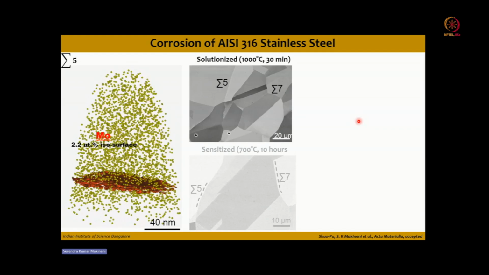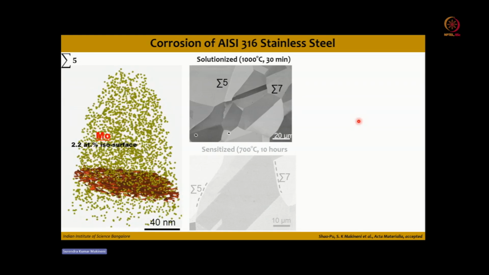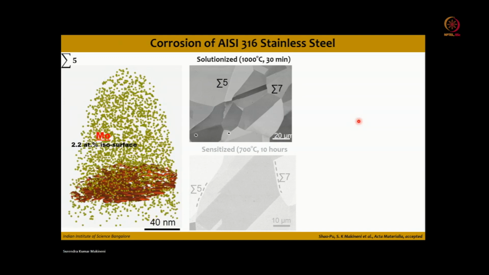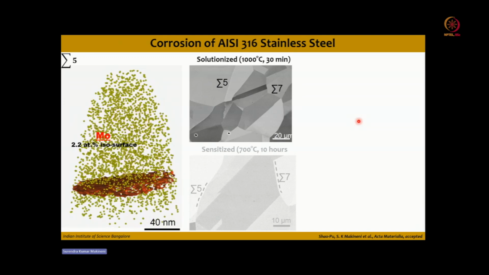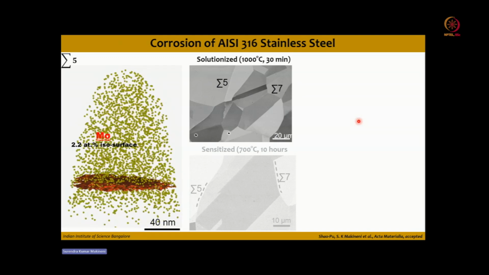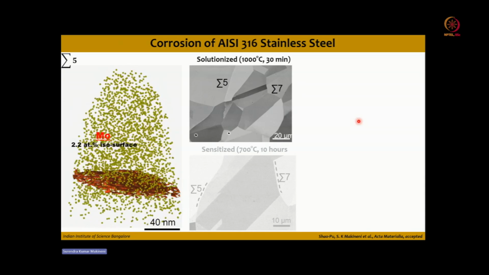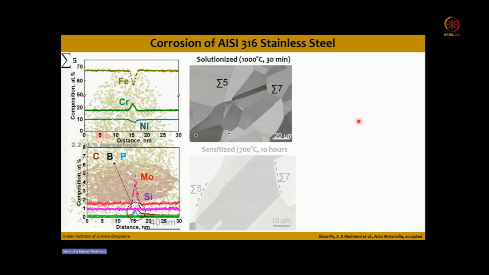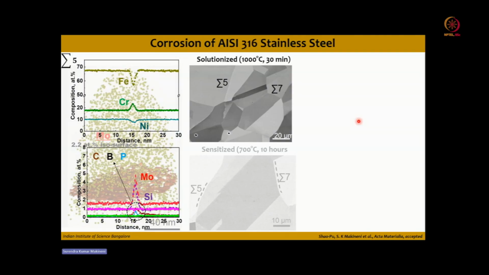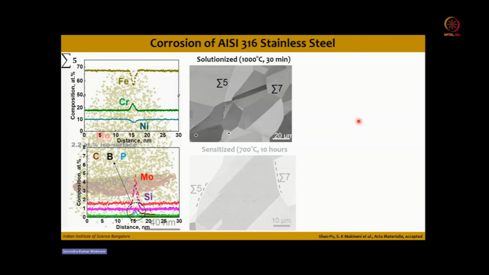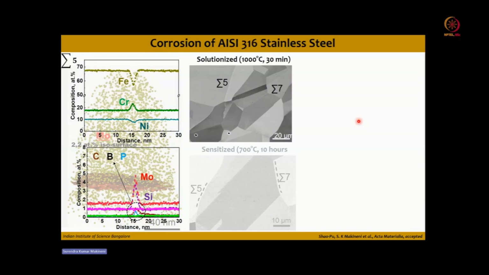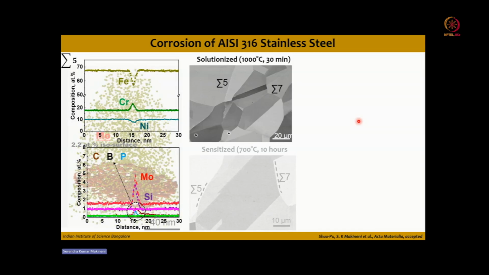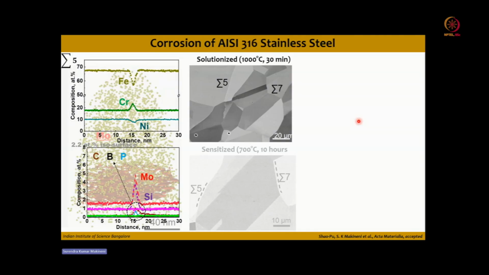Interestingly, what we see is that at the boundary, the moly segregation increases. However, the moly segregation is uniformly distributed across the boundary. This is a very important conclusion, which I will explain later. And if you take the composition profile across this particular boundary, along with the moly, there is a segregation of silicon, carbon, boron, and phosphorus. Okay, and also the chromium, while iron and nickel get depleted at these sigma 5 boundaries.